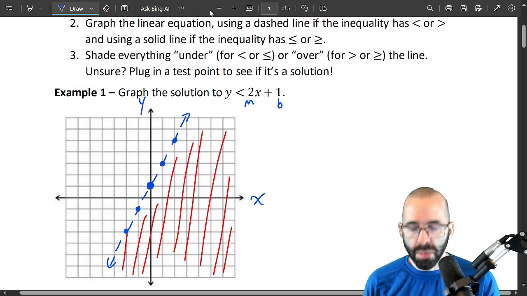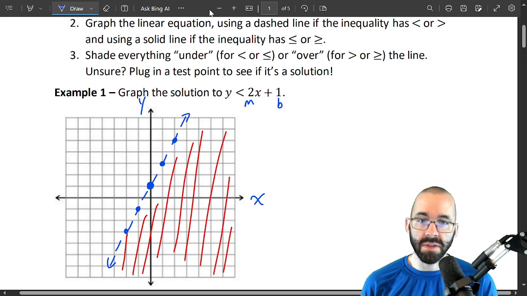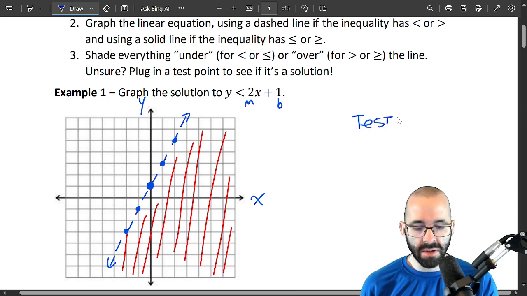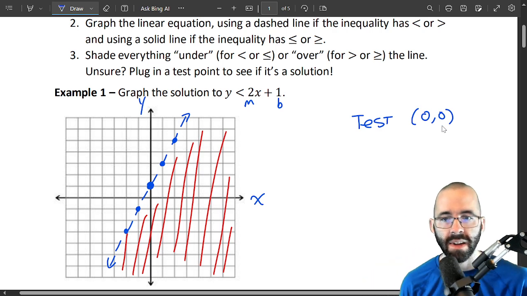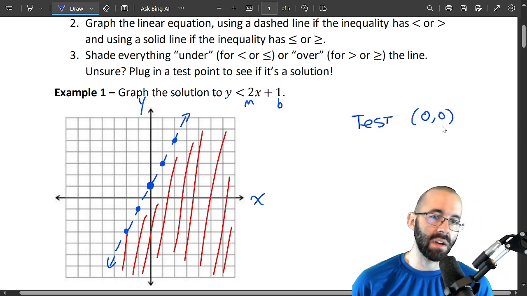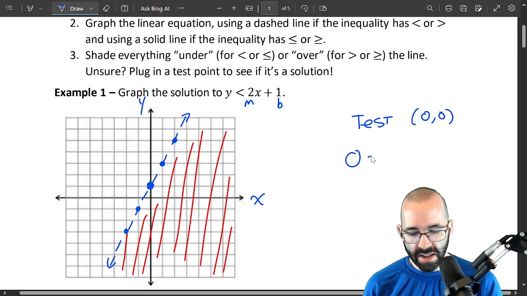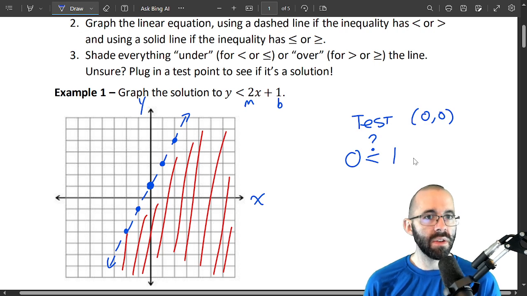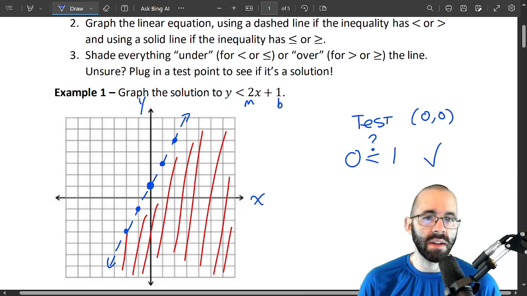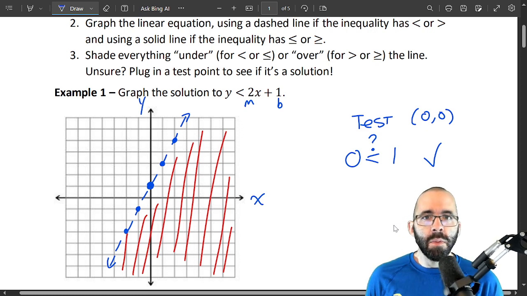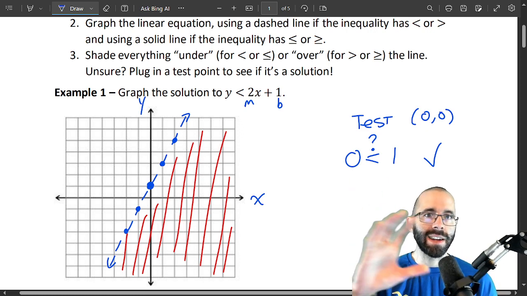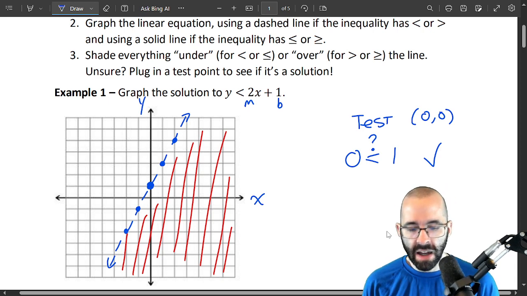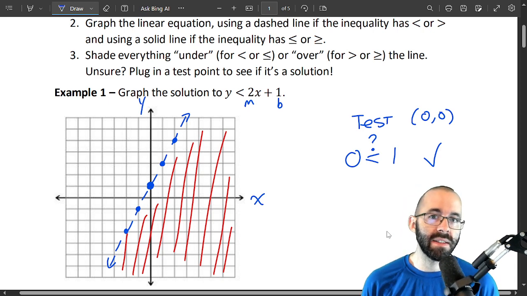And we could test that out. Pick a point in this red area. Me personally, I like to pick the point 0, 0. I love zeros, and 0, 0 should be a solution. It's in the red area. So the question is, is 0 strictly less than 2 times 0 plus 1? Yeah, 0 is smaller than 1. That's true. And that doesn't prove that our answer is right, but it's a good gut check to figure out whether we're on the right side of the line. And that's, in essence, what we're doing in this section.